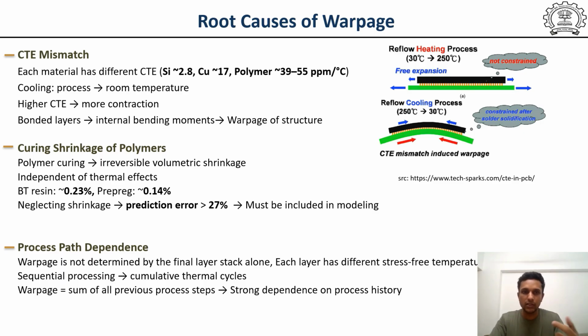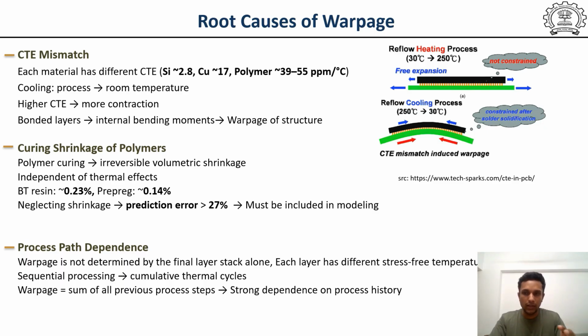Other than CTE mismatch, another important point which I mentioned earlier was curing shrinkage of polymers. So, epoxy molding compound and dielectric resin undergo irreversible volumetric shrinkage during cross-linking. And this chemical contraction is independent of thermal effect and adds directly to the residual stresses. And this is something which we need to keep an eye on, because if you try to model warpage without considering this, it can lead to an error of approximately 27 percent, which shows the importance of considering curing shrinkage while modeling warpage.